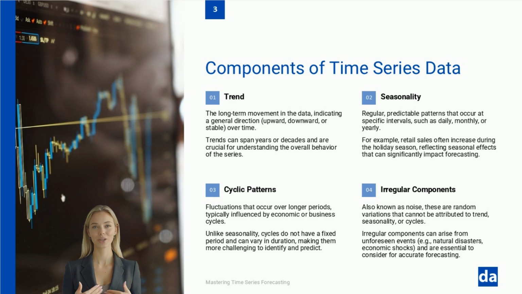Finally, we consider the irregular components, also known as noise. These are random variations that cannot be attributed to trend, seasonality, or cycles. Irregular components can arise from unforeseen events, such as natural disasters or economic shocks, and it is essential to account for them to ensure accurate forecasting. Understanding these components will help us analyze time series data more effectively and make better predictions based on historical trends.